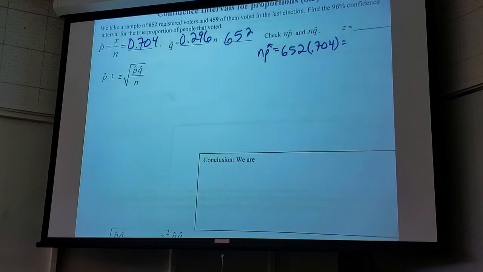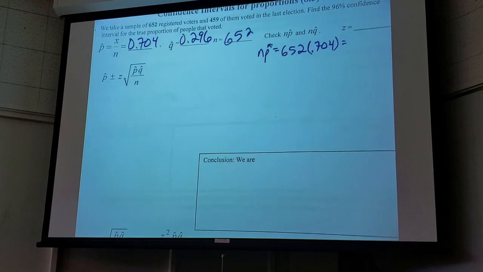Yes? How'd you get q? Whatever p is, q is the opposite of that, so it's got to be the rest. Okay, so p and q always have to add to 1. So somebody did 1 minus 0.704. Okay. Yep.